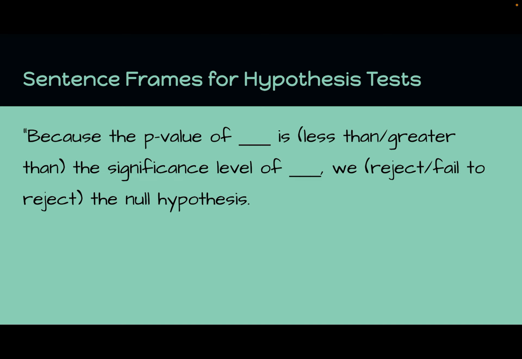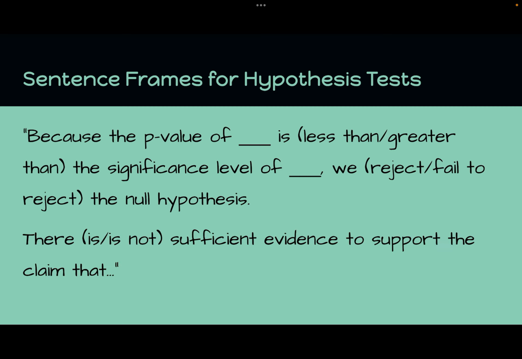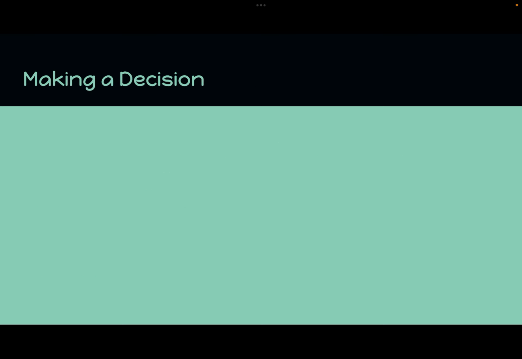So the very first sentence frame says because the p-value of blank is less than or greater than the significance level of blank, we reject or fail to reject the null hypothesis. So you notice it's in terms of the null. So you're going to pull your p-value from your calculator, you're going to pull the significance level from the word problem, and then you're going to tell me whether the p-value is less than or greater than. If the p-value is less than, we reject. If it's greater than, we fail to reject. Then we summarize in terms of support for the claim.